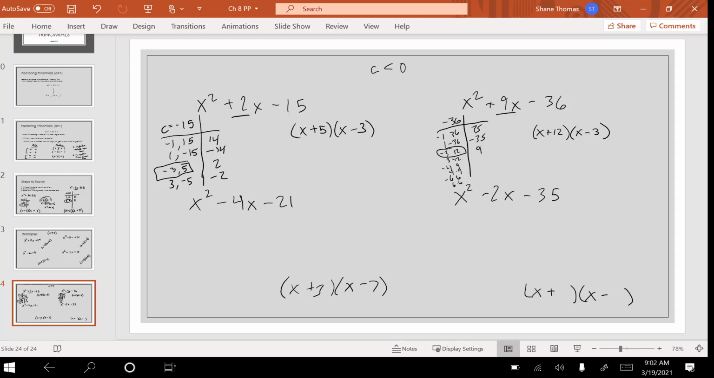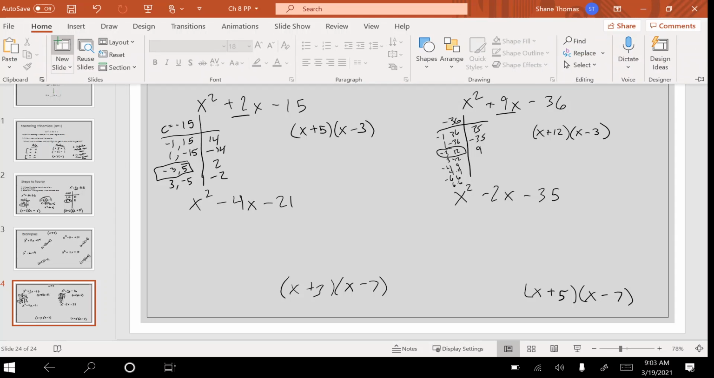Last one, 35. We're looking at 1 and 35, 5 and 7. That's about all I see. Okay? Wait a minute. 4 and 9 is 36. All right, so then we only have two sets of factors. And we figured out we're looking for -7 and +5 to give us -2. Any questions? Okay, last page. 4 problems to finish off.